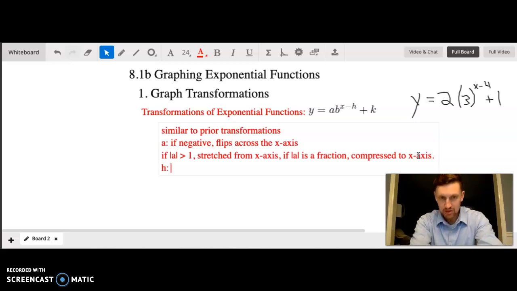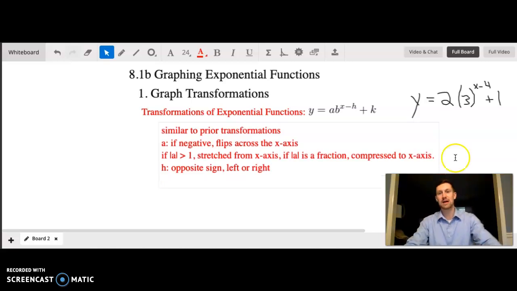H, you're going to take the opposite sign of whatever that number is, and that moves your values left or right. Okay, so we're familiar with that one. So for instance, back to our sample equation here. If we have a -4, that means the main point, which remember for these, where's our main point? It's at 0, 1. It's on the y-axis.